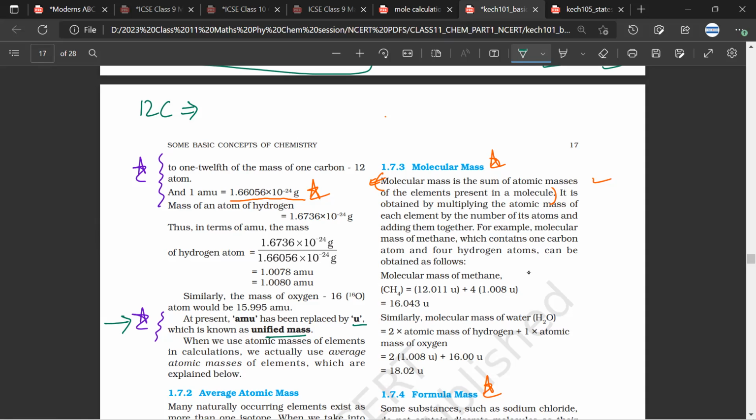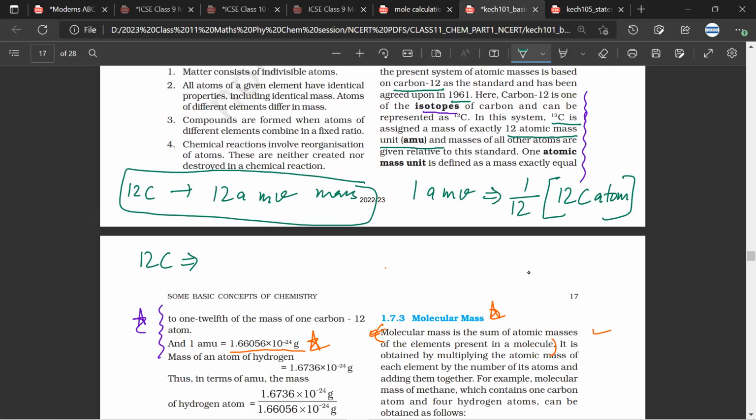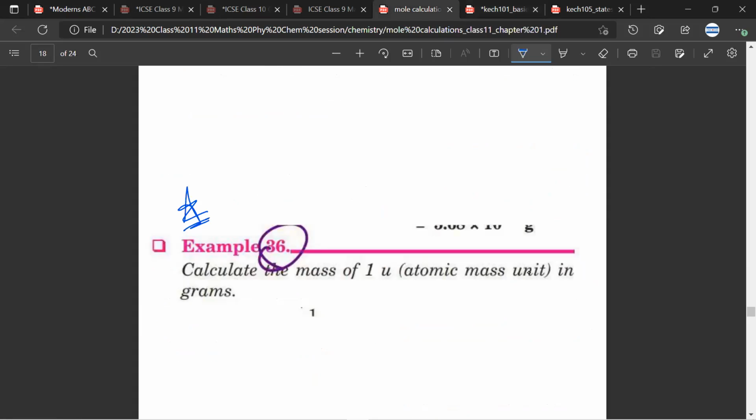Avantika, are we clear? Yeah. Okay. Now let us go a bit further. So now what we want to do is understand the relation between AMU and grams, because that is what our original question was. The question that we had was: calculate the mass of one atomic mass unit in gram.